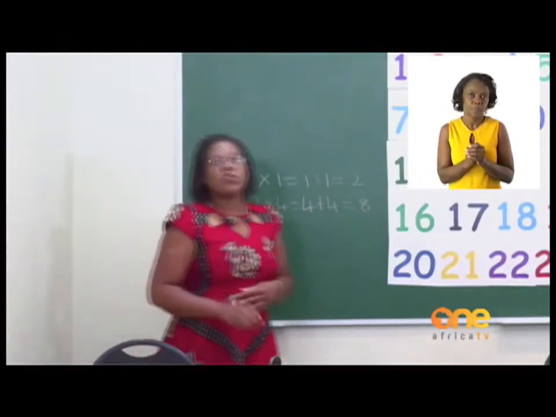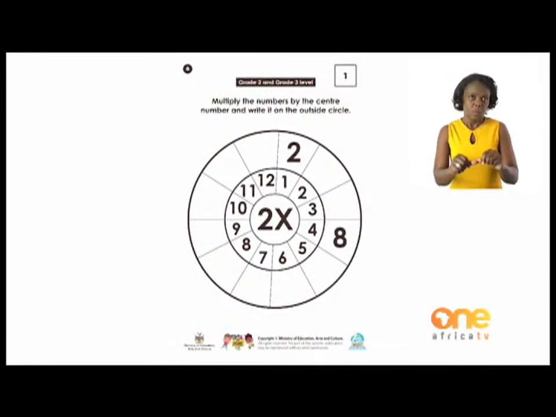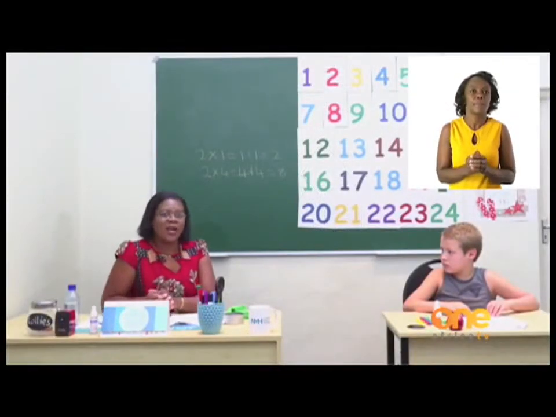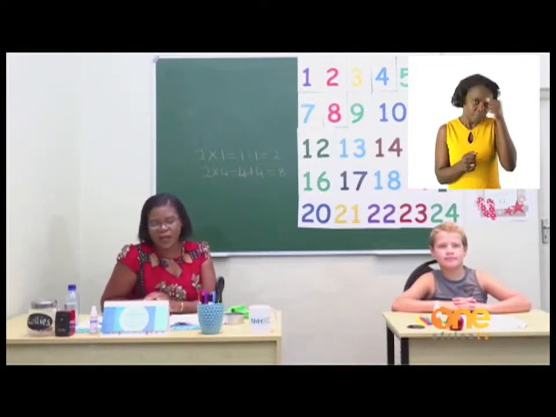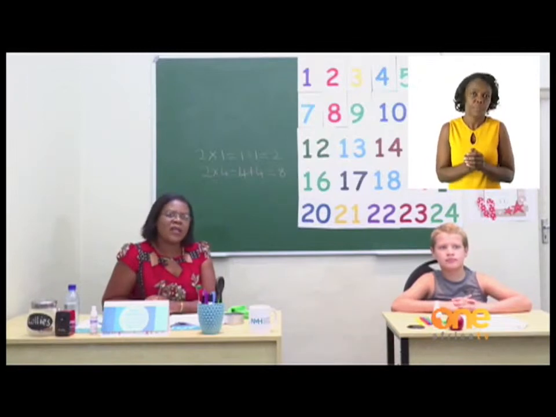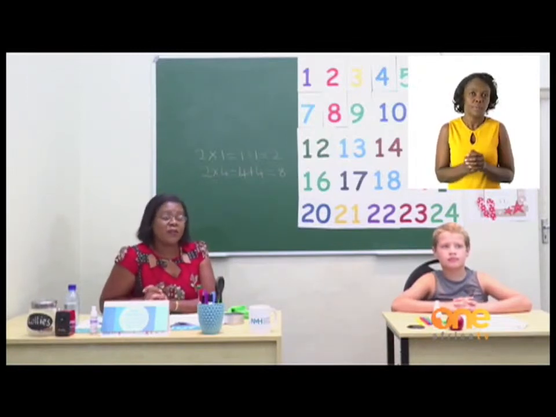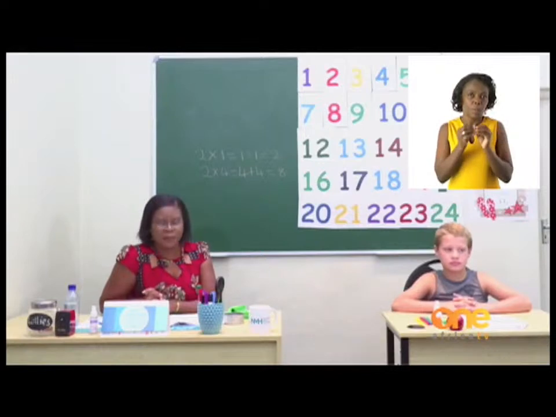So I would like you to finish all the answers which are in the outer circle. Your answers, you must put them nicely in the outer circle. That is the end of our lesson for today. I hope you remember what we have learned today. We have learned how to count. We have learned how to identify the odd numbers and the even numbers.